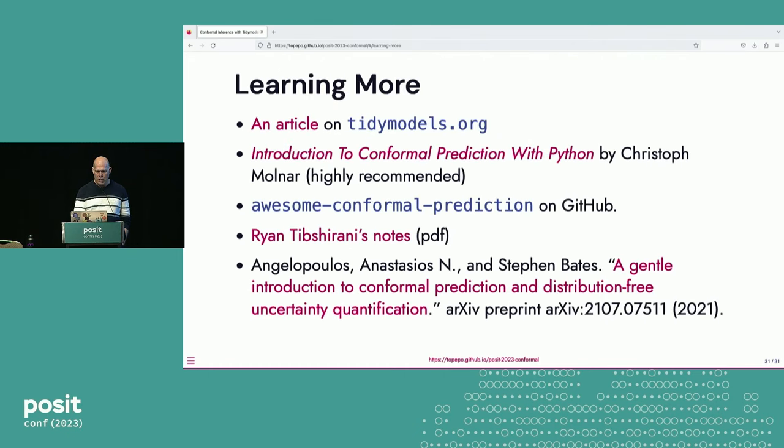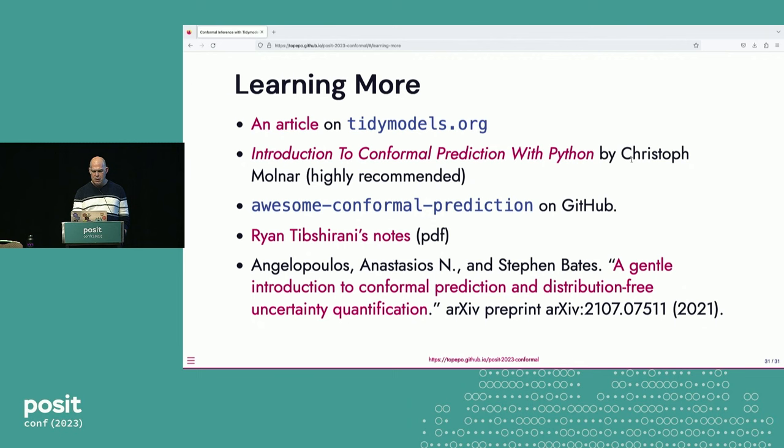Speaking of which, if you want to learn more, there's an article on tidymodels.org. The two references I would really suggest the most: Christoph Molnar made this book. It says Conformal Inference with Python, but this is probably the best reference if you want to get a layman's sense of how these things work. So it's an excellent book. You can get it off Amazon.